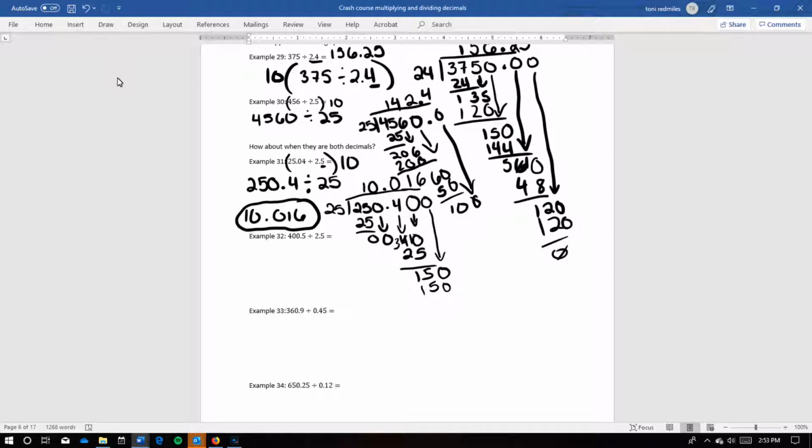Alright, I like this 2.5 for some reason. Let's go ahead and multiply everything by 10.